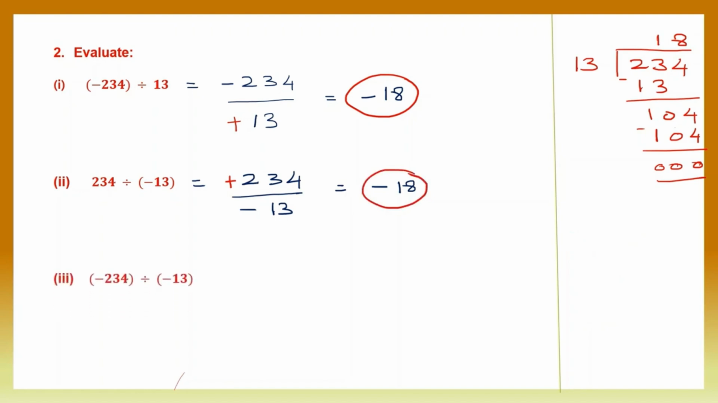Next one, minus 234 divided by minus 13. So let's write it down. Minus 234 divided by minus 13. Here the signs are the same. So your answer is positive. It's a positive sign, or you don't even have to write the sign. It's understood. But let's put the sign here and cancel out. These signs get cancelled. Divide 234 by 13, which has already been done here, and our quotient is 18. So the answer here is plus 18. You can even write 18 without a sign.